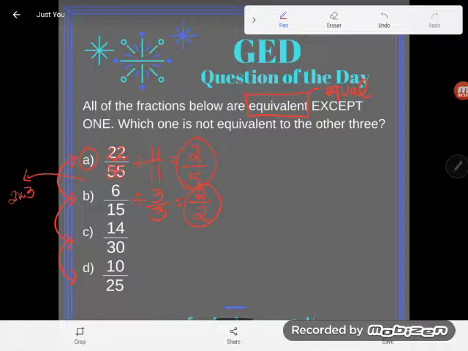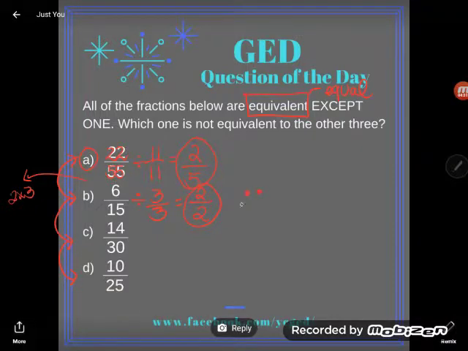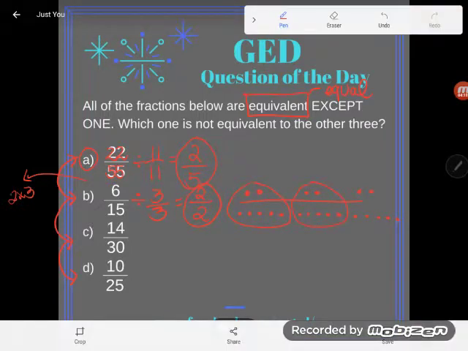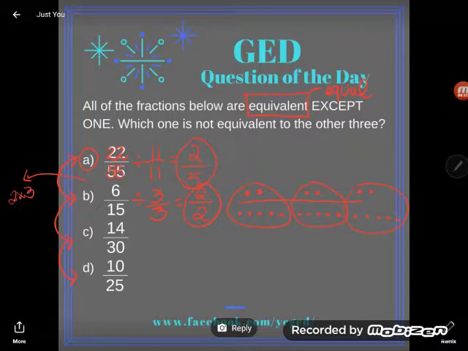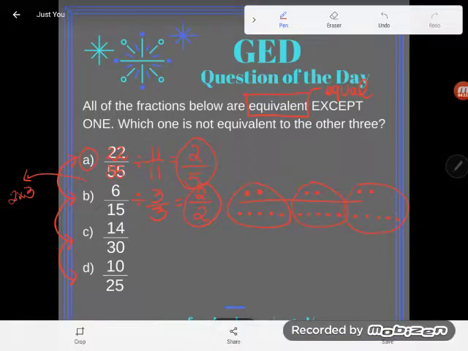I'm even going to draw a picture for you. For every 2 things on the top, there are 5 things on the bottom. So that's 2/5. But 6/15 is just that same relationship 3 times. For every 2 on the top, 5 on the bottom. So that 6 over 15 is the same.